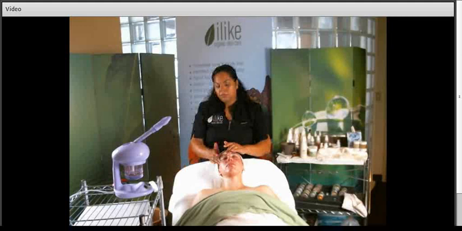The mask should be on anywhere between 10 to 20 minutes. It just depends on the amount of time that's given to you from the spa. If they give you a 50-minute facial, you'll probably have 10 minutes. If it's a 60-minute, you'll have about 15 minutes left to do the mask.